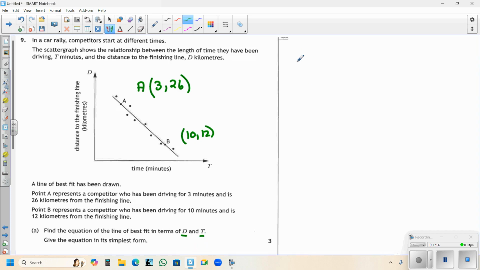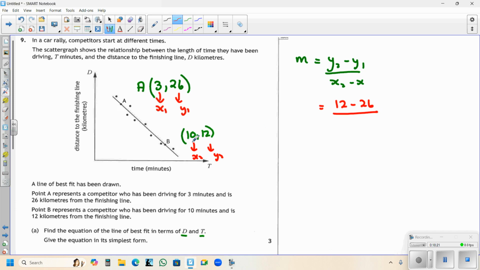Right, so first of all we'll work out the gradient. So gradient we know is y2 minus y1 divided by x2 minus x1. So I'm just going to take that as my first point. There's the x number, and that's the y number, and that'll be the second one I use, which is x2 and y2. So y2 minus y1 is 12 minus 26, all divided by x2 minus x1, and that is 10 minus 3.